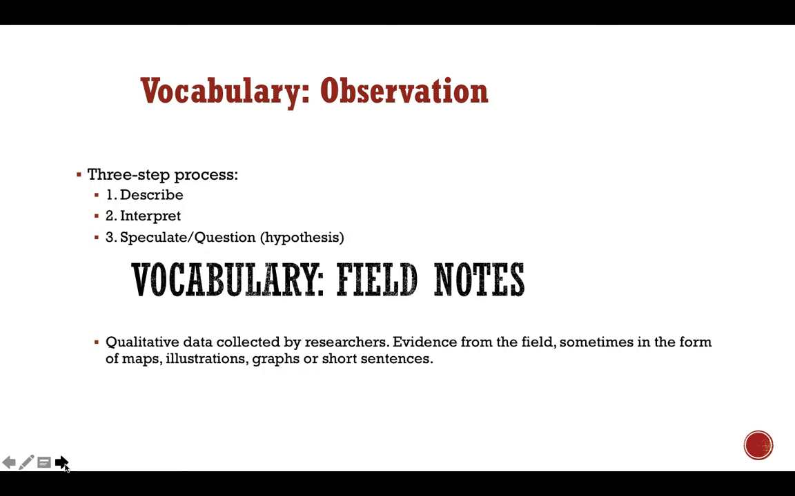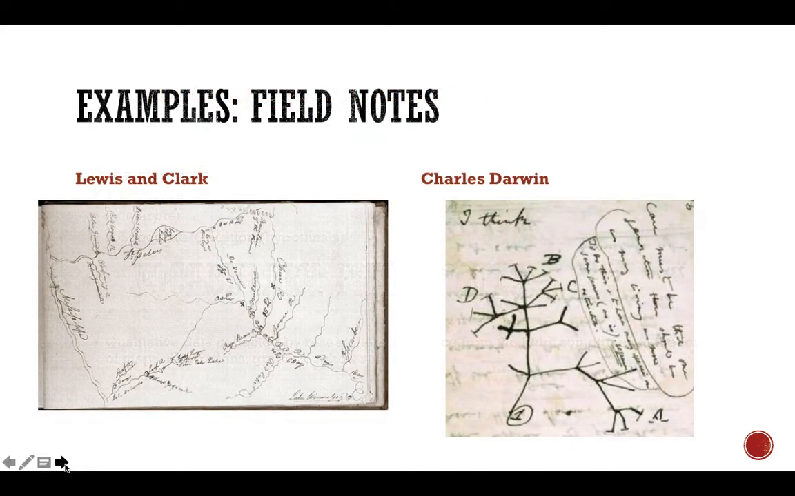So when we're talking about field notes, we're talking qualitative data collected by researchers. It's evidence from the field, sometimes in the form of maps, illustrations, graphs, or short sentences. Here are a couple of examples of key field notes from the history of both the country and science. So the one on the left is some of Lewis and Clark's field notes from the expedition in 1804-05 to look at the Louisiana Purchase that covered much of the eastern edge of Nebraska.